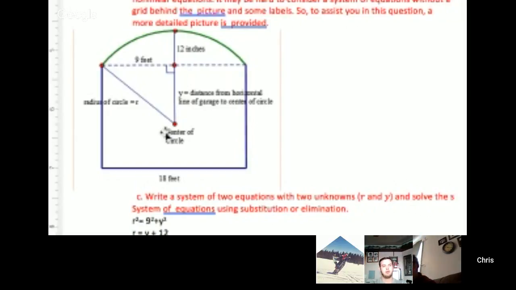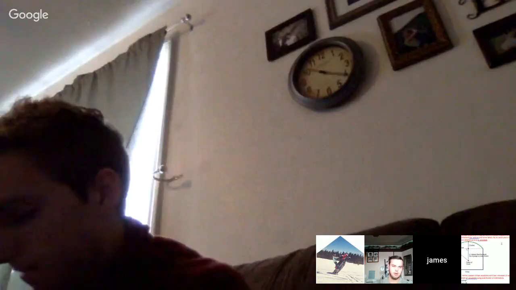So then we have y plus 12 squared equals 9 squared. Yeah, we could. We only have one variable now. Good. So if we get rid of what? The y squared somehow?